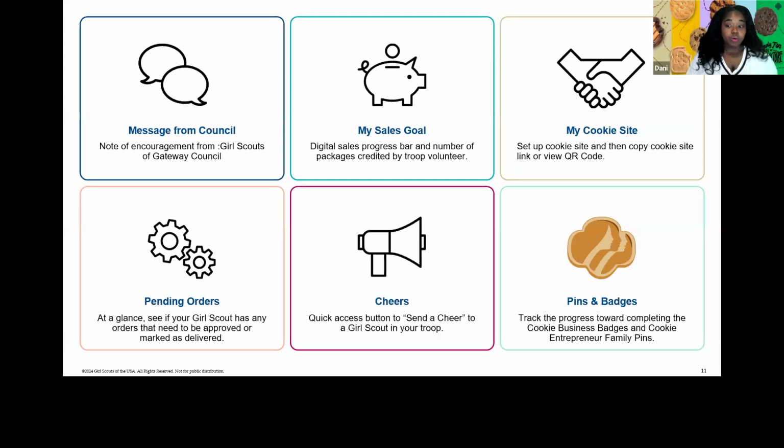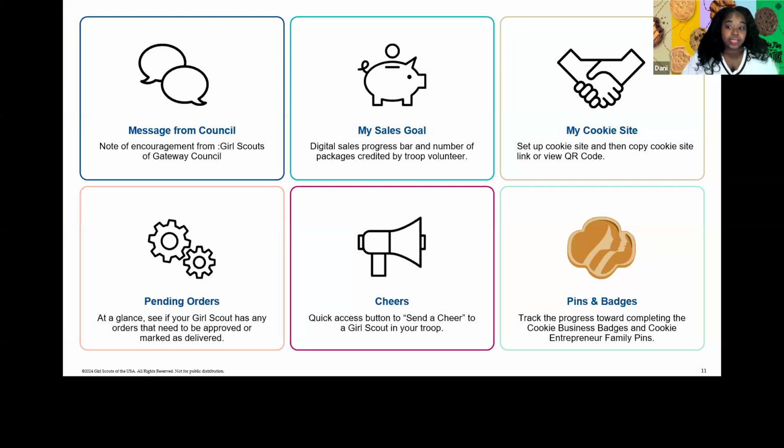In-person delivery orders will appear once the order is approved. Girl Scouts can definitely add offline sales under the site setup page so customers can see a true representation of sales. The third bubble is the My Cookie site. First, you'll see a button to set up the Girl Scouts cookie site. Once this is set up, you'll have easy access to a link and a QR code to share with customers.